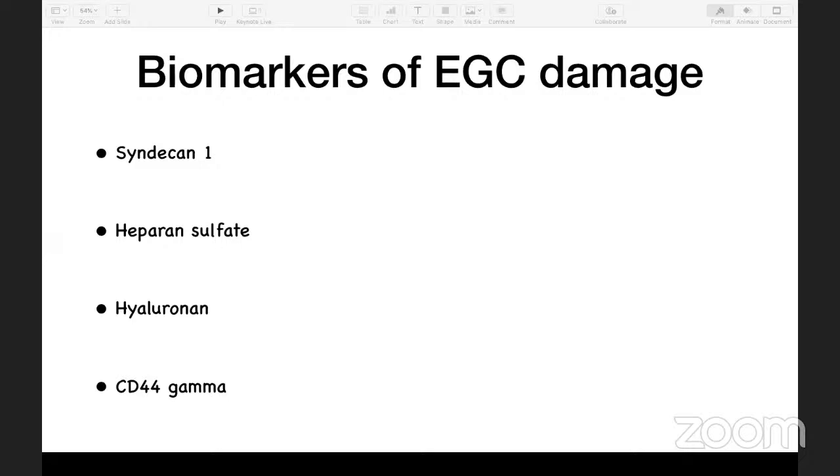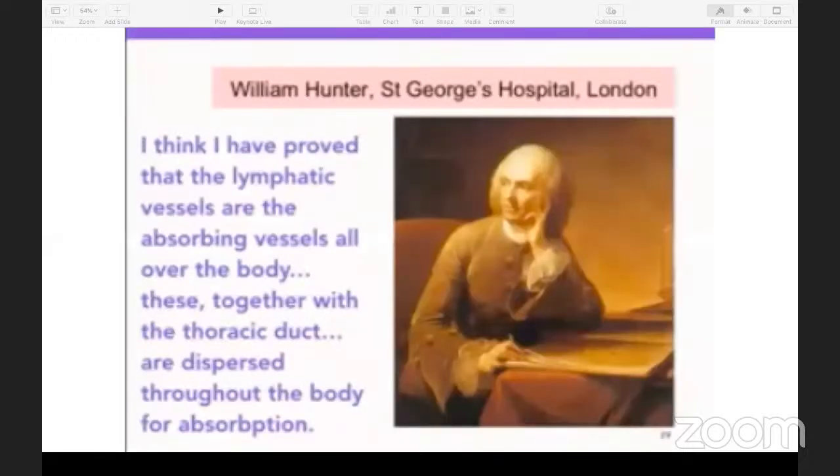So when the glycocalyx is damaged, those molecules that make up the glycocalyx, the glycosaminoglycans and the glycoproteins, can be checked in plasma, and their levels can tell us the extent to which the glycocalyx has been damaged. I don't think we do this here. I don't think that is done here.